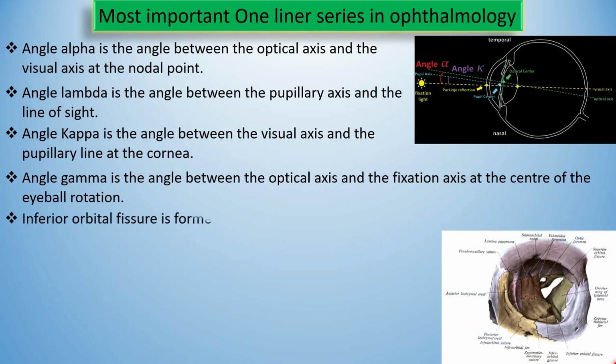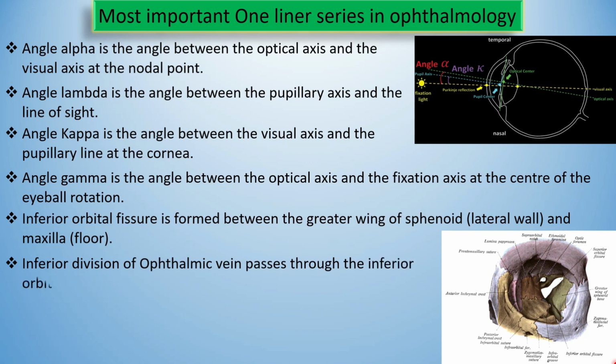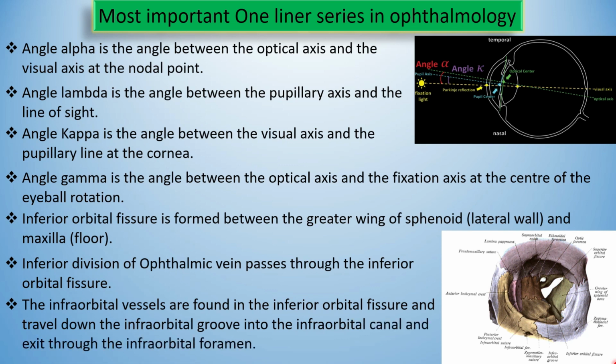Inferior orbital fissure is formed between the greater wing of sphenoid, that is the lateral wall, and maxilla, that is the floor. Inferior division of the ophthalmic vein passes through the inferior orbital fissure. The infraorbital vessels are found in the inferior orbital fissure and travel down the infraorbital groove into the infraorbital canal and exit through the infraorbital foramen.